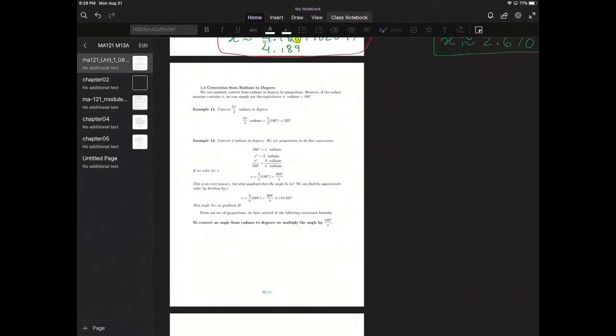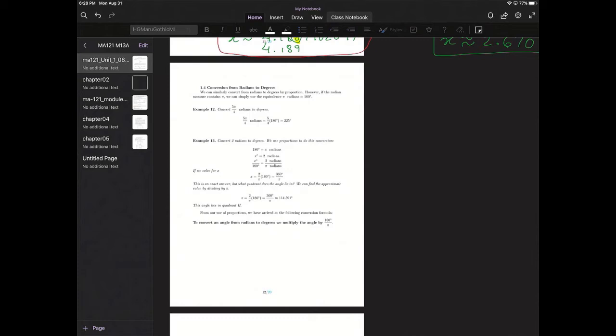Okay, so we did degrees to radians. The other way around works as well. You can set up a proportion, put the numbers under degrees if they are degrees, put the numbers or unknowns under radians if they are radians, right? And then you cross multiply and solve for the unknown value that you're looking for. So this is the same either way, from degrees to radians, radians to degrees.